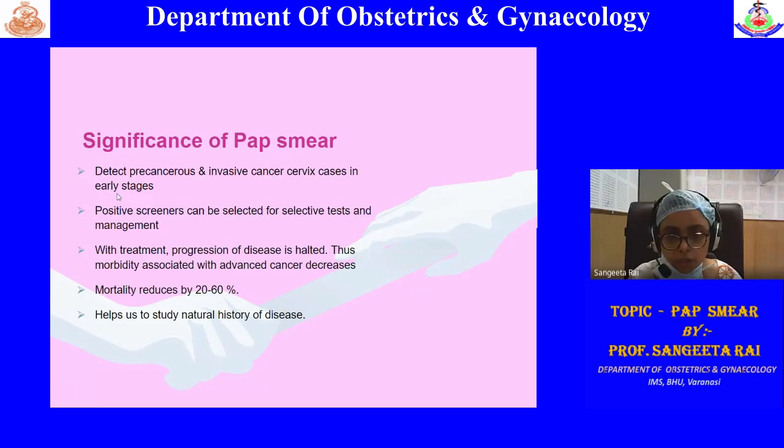Very much important. If the patient becomes positive on screening, they can be selected for selective testing and management. And with treatment, the progression of the disease is interrupted. We can prevent the further progression. Thus, the morbidity associated with advanced disease decreases and the mortality is reduced by 20 to 60%, which is a big number. And it helps to study the natural history of the disease.